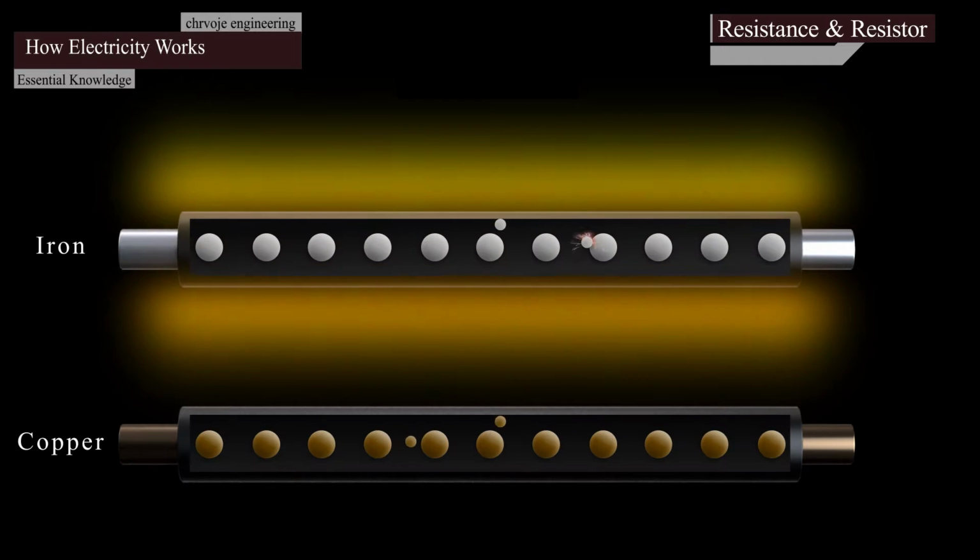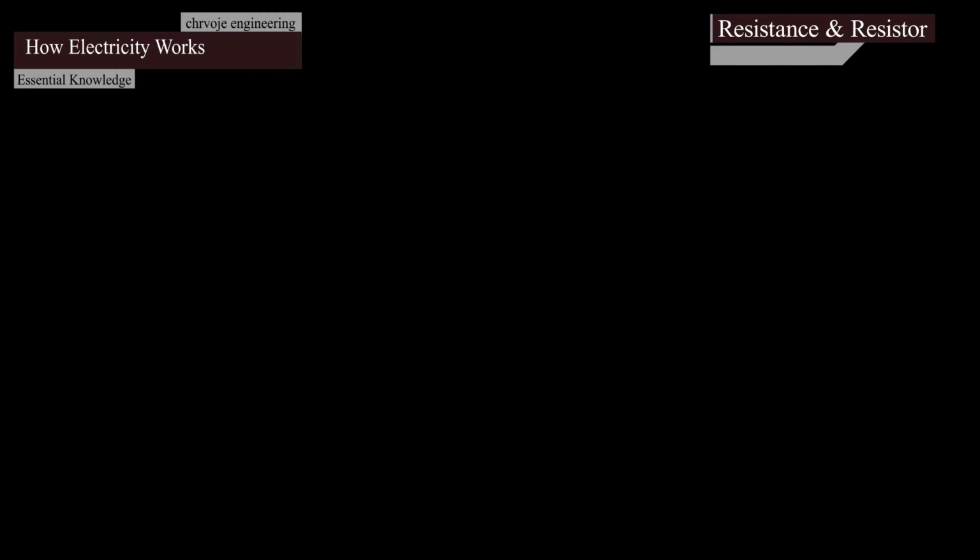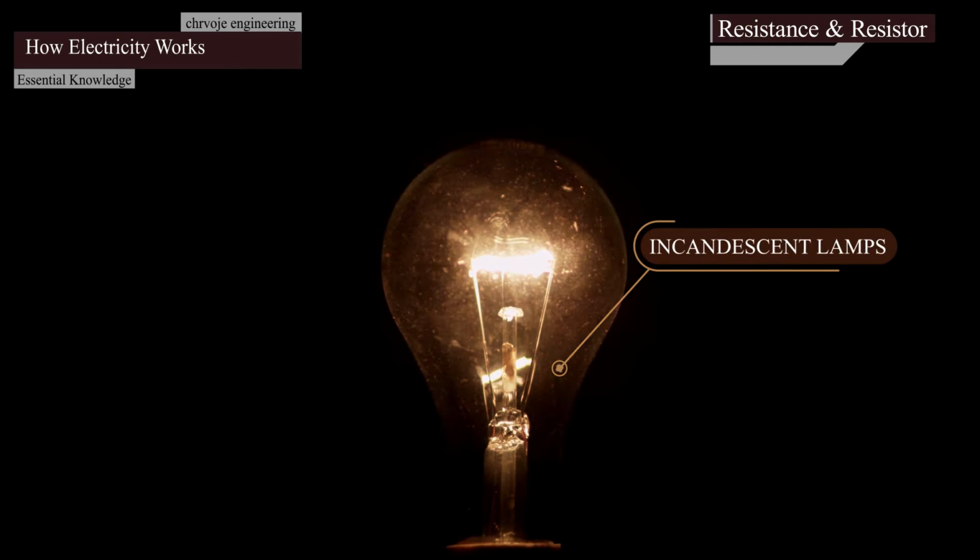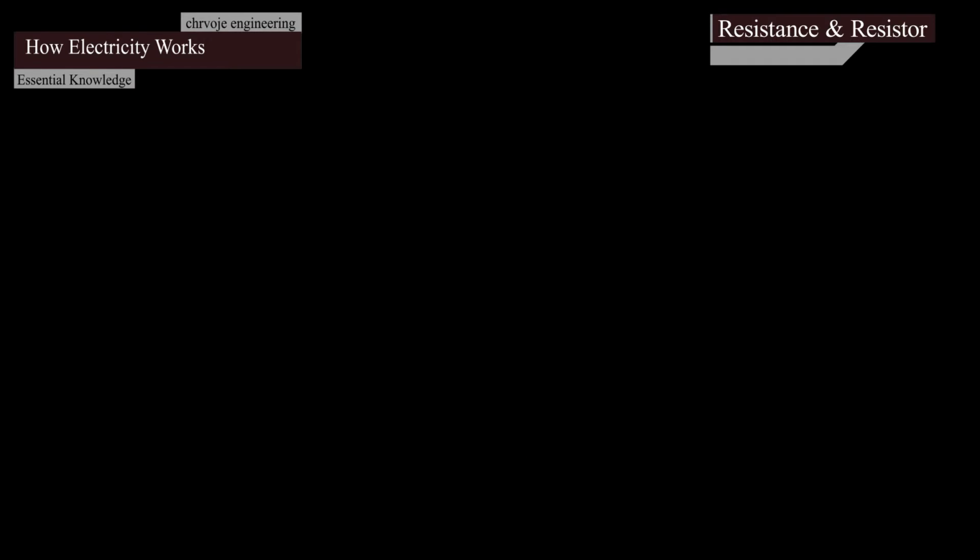Resistance occurs when electrons collide with atoms. The amount of collisions is different from one material to another. Copper has a very low collision rate, but other materials such as iron will have much more collisions. When collisions occur, the atoms generate heat, and at a certain temperature, the material will then start to produce light as well as heat, which is how the incandescent lamps work.